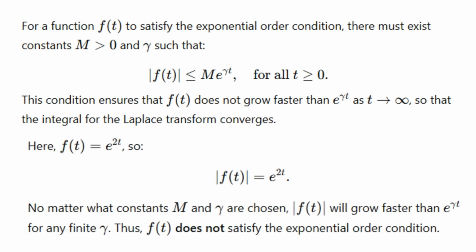So we can now consider our problem, which is f of t equals e to the power 2t. So the absolute value of f of t is e to the power 2t, which is our function. If you look at this very well, you will notice that no matter what constants M and gamma are chosen, the absolute value of f of t will grow faster than e to the power gamma t. Do you know the reason?